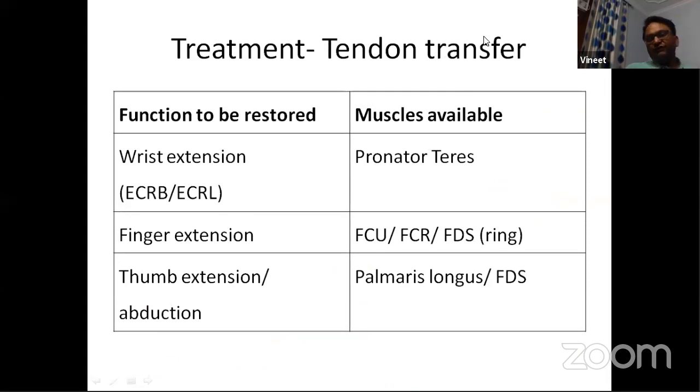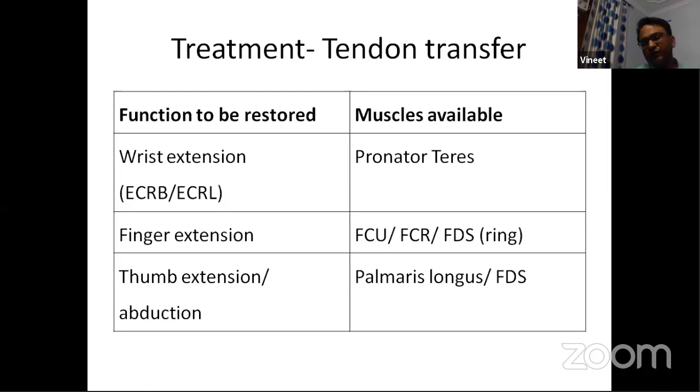So going further from what Dr. Jindal has already explained, we look at what is the deficit, the wrist extension, finger extension and thumb extension and abduction. We look at what is available, what muscles are available, and we come to a formula as to what to do. Now, a typical answer for radial nerve paralysis would be a triple transfer.